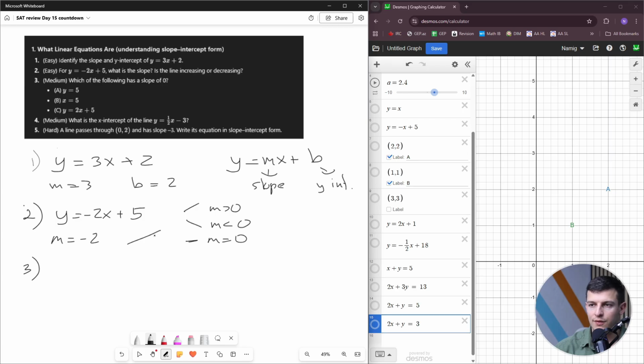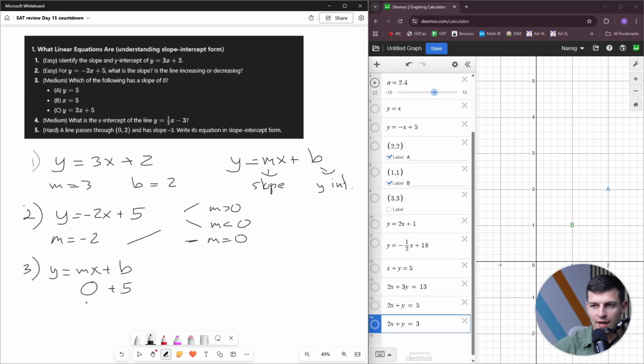Third one, which of the following has a slope of 0? The first one is y equal to 5. Now, y equal to 5, we don't see any x here. That means m was 0. We did a very similar example to that. Let me put it this way: y equal to mx plus b. If we don't see any x, that means somehow it became 0, and the only way it can become 0 is when m is 0. So in the first one, the slope is 0.